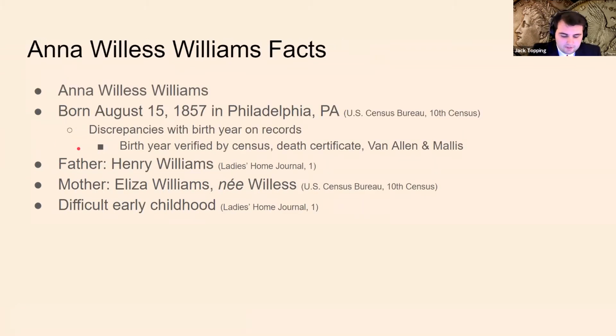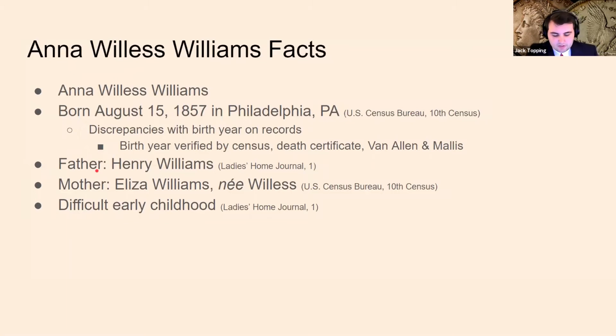Anna Willess Williams was born on August 15th, 1857 in Philadelphia, Pennsylvania. Her 163rd birthday is actually 9 days from today, which is pretty neat. I am aware of some discrepancies in terms of her birth year, but as we'll discuss, I'm going to go off of the census and death certificate year that's listed. So we're going to go with 1857. That's going to be our working year.